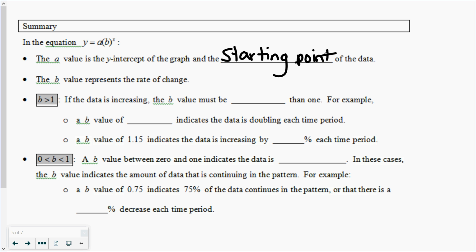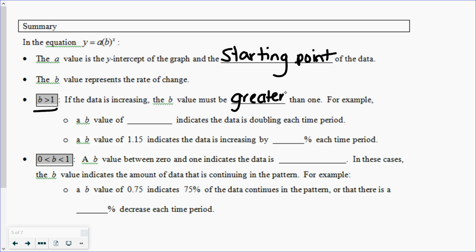The b value represents the rate of change. So again, if b is equal to 1, there is no change. If b is greater than 1, if the data is increasing, the b value must be greater than 1.